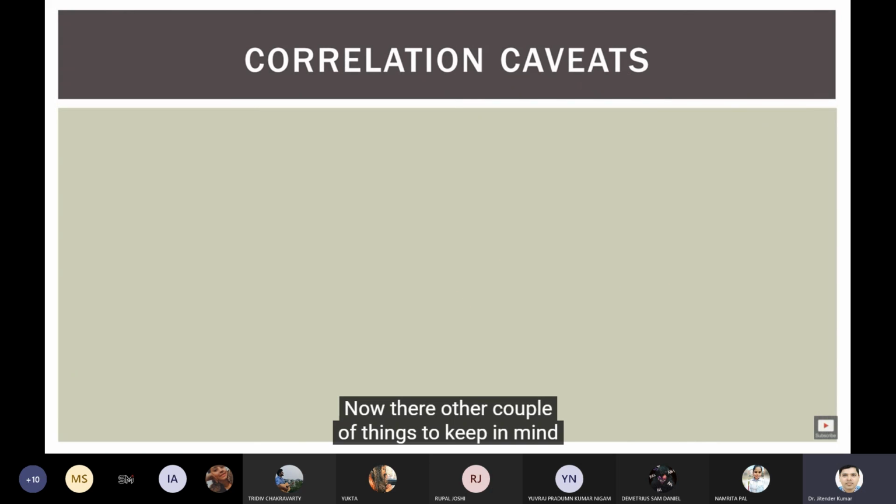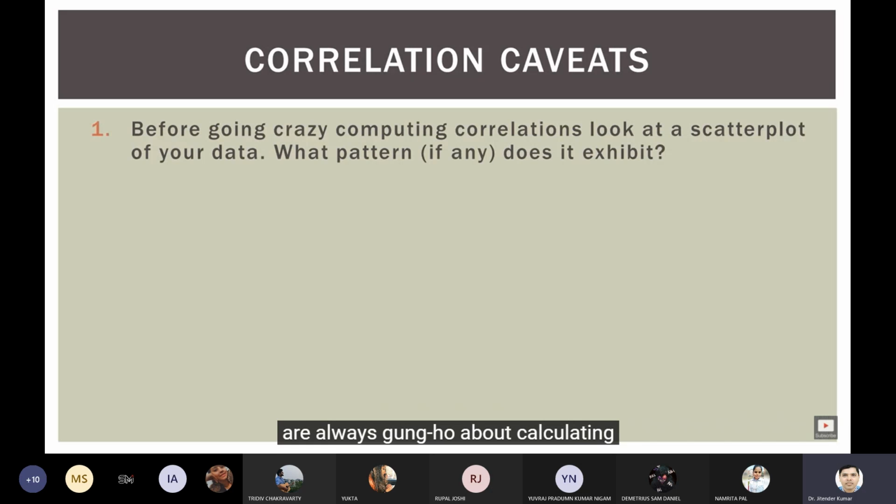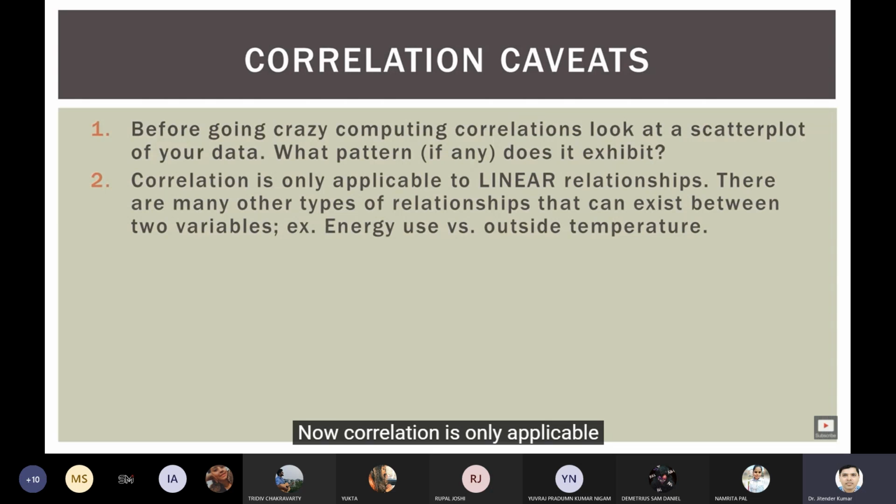Now, there are a couple things to keep in mind when you're interpreting correlation measures. Number one, before going crazy computing correlations, look at a scatter plot of your data. What pattern, if any, does it exhibit? A lot of students I work with are always gung-ho about putting the data into a statistical software package or Microsoft Excel and calculating the correlation without actually looking at a scatter plot of the data. Always look at a scatter plot first. The correlation is only applicable to linear relationships.